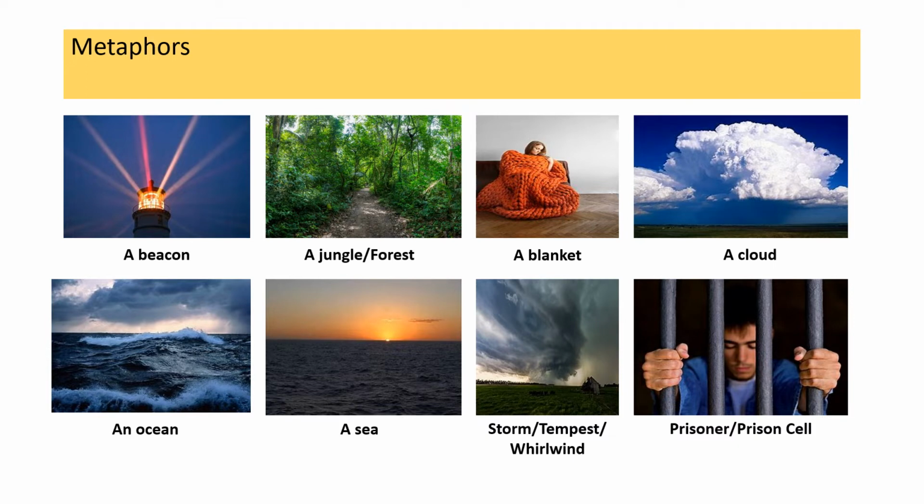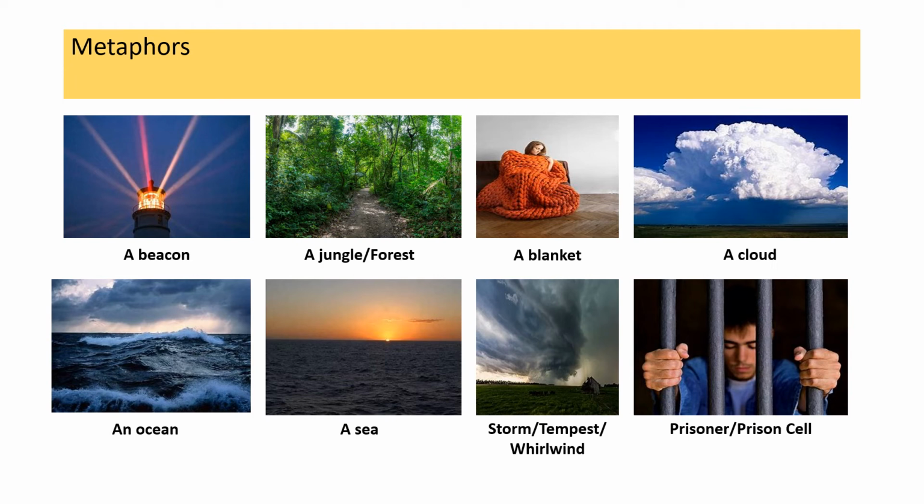The first tip I want to give you is to build yourself up a bank of metaphors that you can use in a piece of writing. Doesn't matter what the piece of writing is, some of these metaphors you will be able to use. And they are a beacon, a jungle or a forest, a blanket, a cloud, an ocean, a sea, a storm, a prison cell. And take your time to explore what the connotations of those symbols are, and therefore how they might work as metaphors. A beacon being a symbol of guidance, for example.